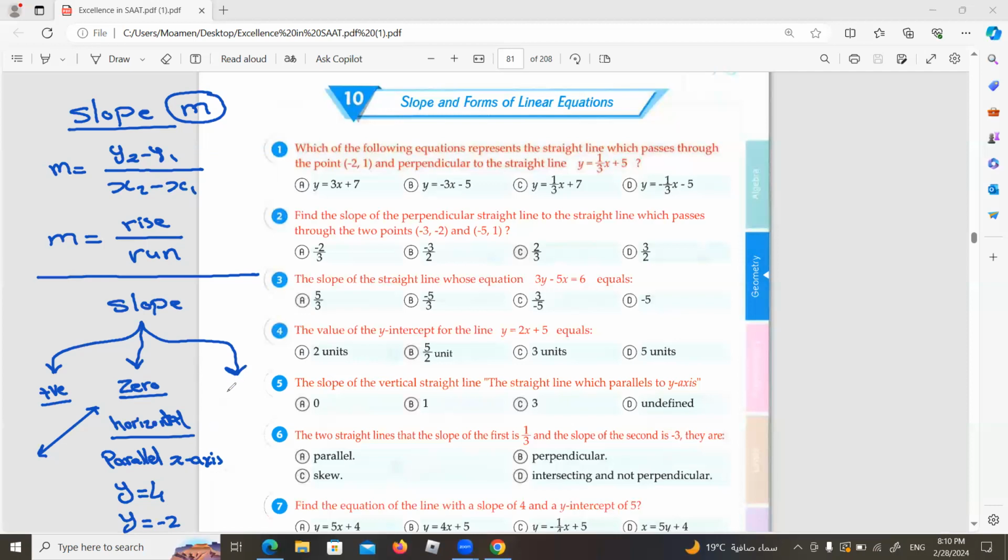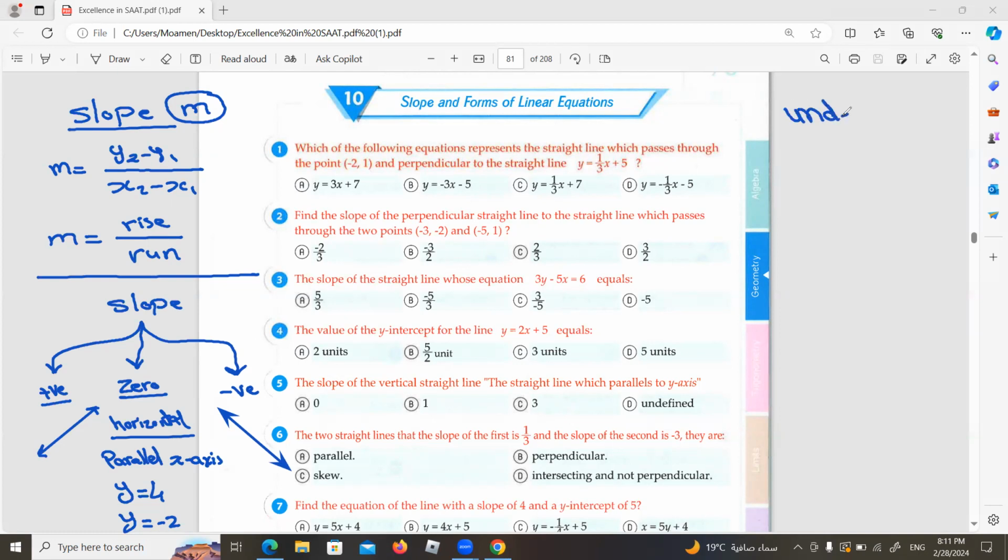We're going to the negative slope. If you have a line decreasing from left to right, it's a negative slope. So we have a negative slope, positive slope, and 0. And we have the last case. Pay attention to this.